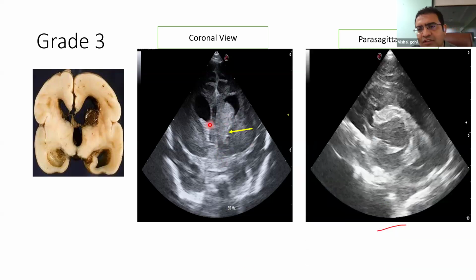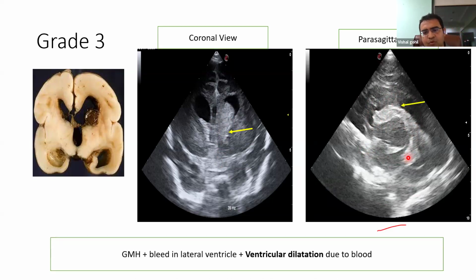Okay. How does it look on the parasagittal view? You can see there's a big dilatation over here. And your bleeding is also of big size. It has the same shape as the lateral ventricle. You know, that is your grade 3 IVH. And the most important point to remember, your dilatation must be by the blood, not by the CSF.